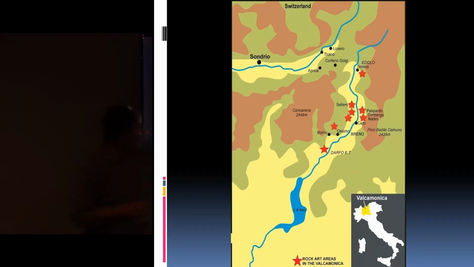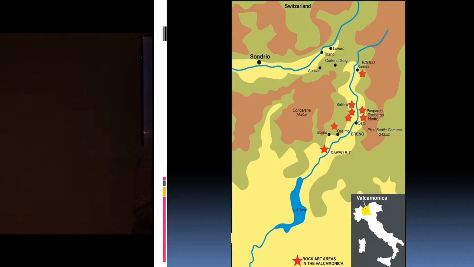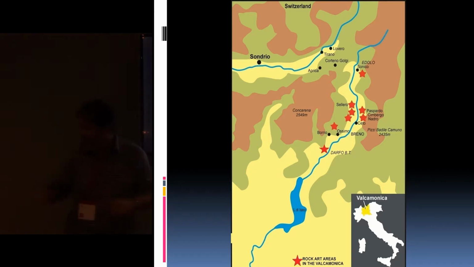Those are the 9 rock art areas we have along the VALCAMONICA Valley. It goes into Switzerland. There is, take my word for it, more rock art over here, but the majority of the VALCAMONICA Valley is here, and we've got rock art, as I said to you, within those intermediate slopes, and they're all clustered as well, which is interesting.